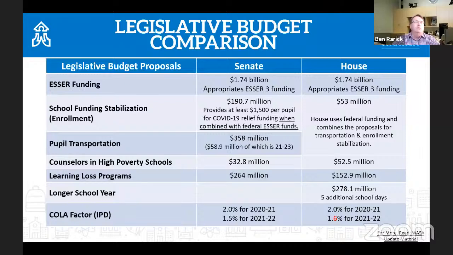Counselors in high poverty schools was an addition in both budgets, but by different amounts. A separate and large allocation for learning loss programs. There's your term again, member Bento.